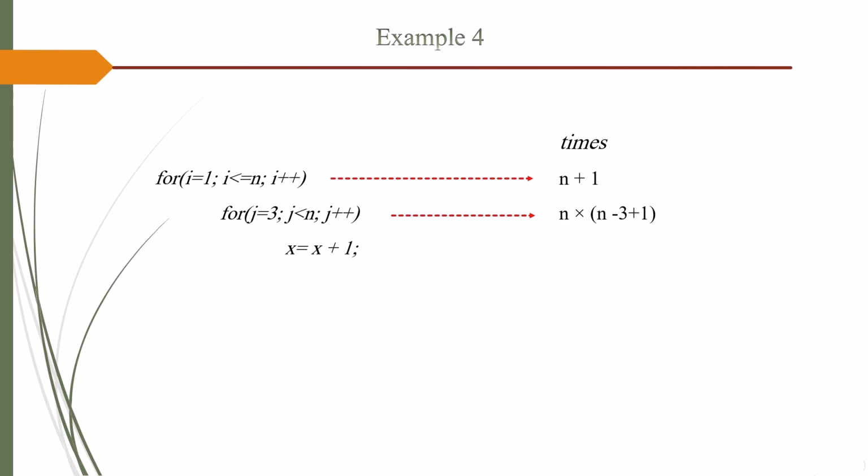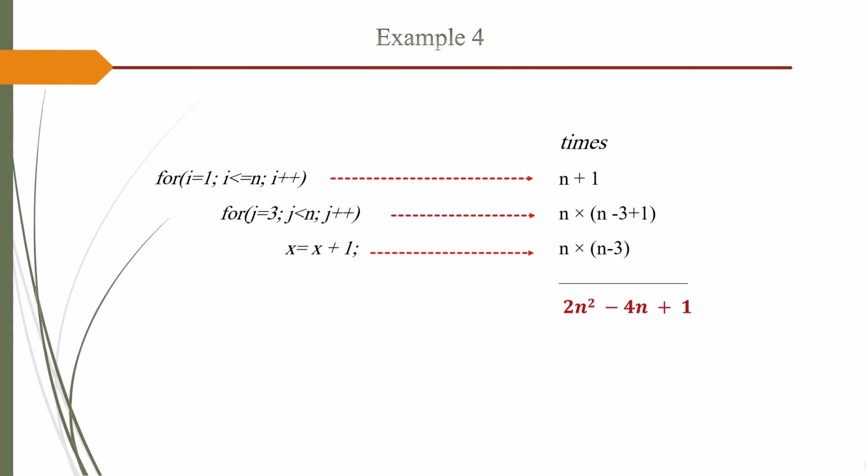For the statement inside the 2 nested loops, the exact number of entries for both loops must be multiplied together. We said the first loop runs n times and the second loop runs n minus 3 times. So the number of repetitions of this line is n times n minus 3.